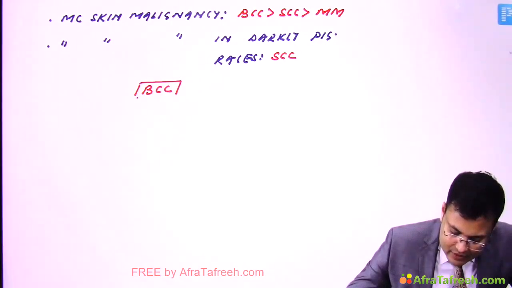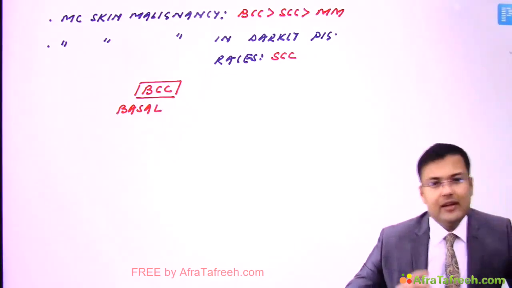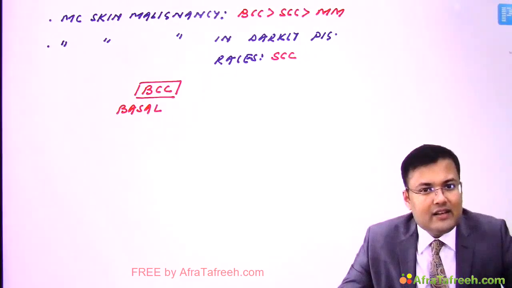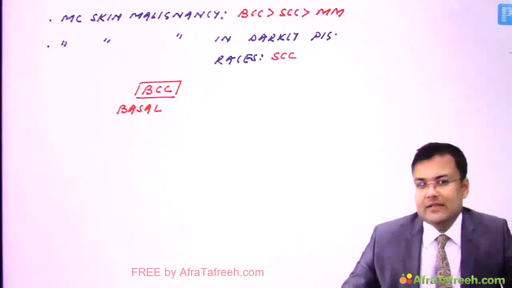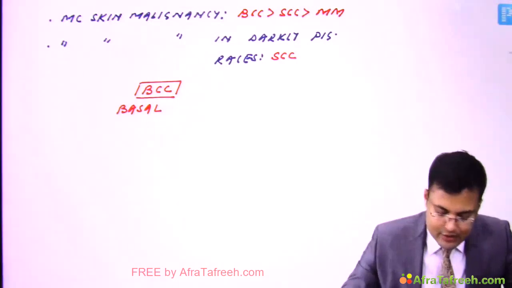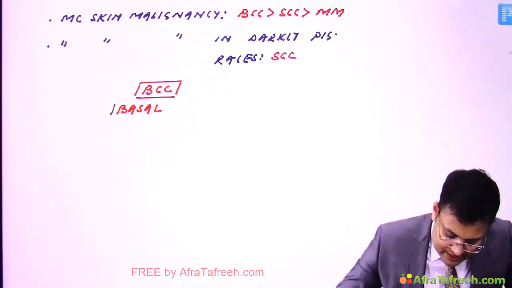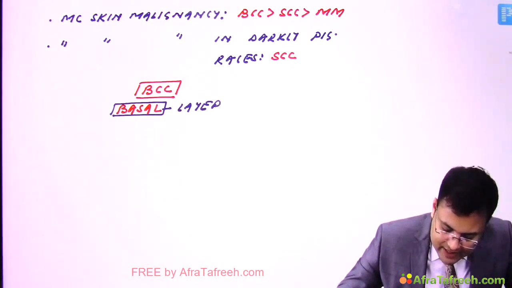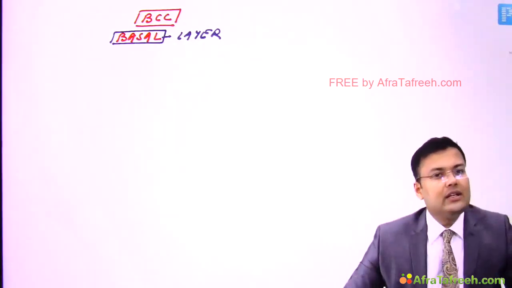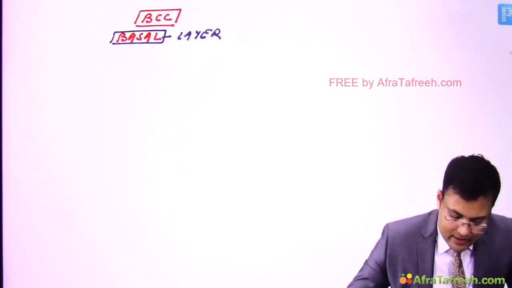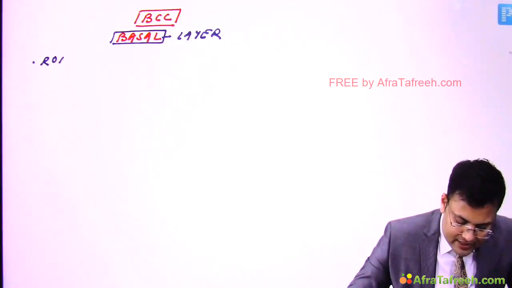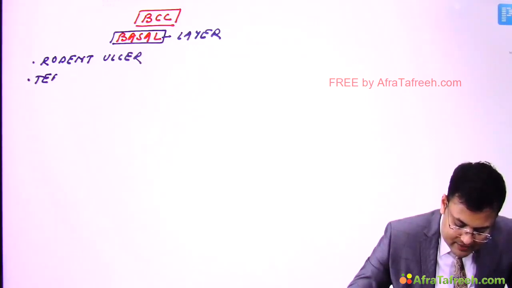Clear? So what is the name? It is basal cell carcinoma. It means from which layer it is going to arise. So it arises from basal layer of epidermis. So first easy question. It arises from basal layer of epidermis. Clear? What are the other names of basal cell carcinoma? It is also known as rodent ulcer. Rodent ulcer. And it is also known as tear cancer.